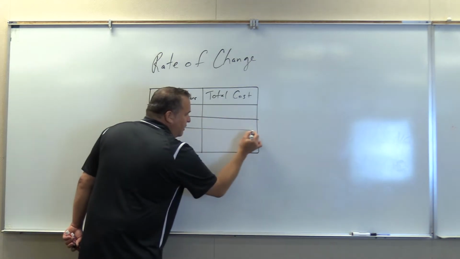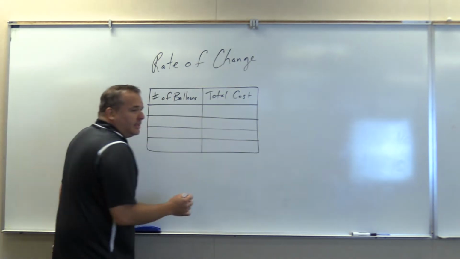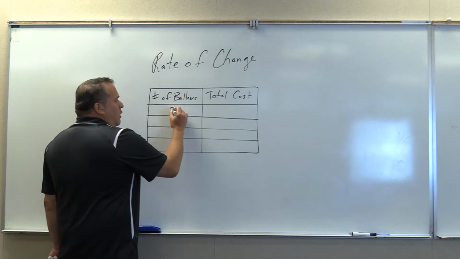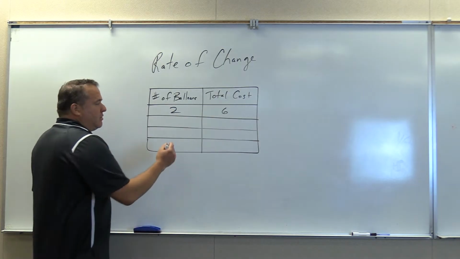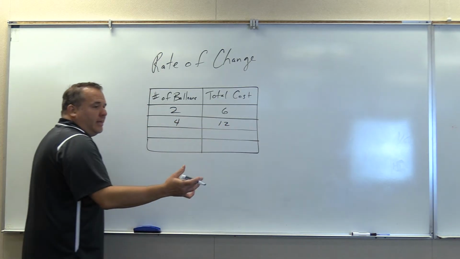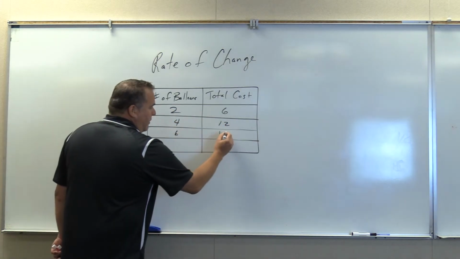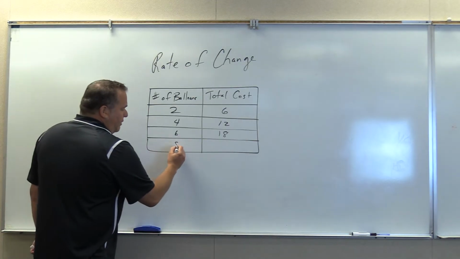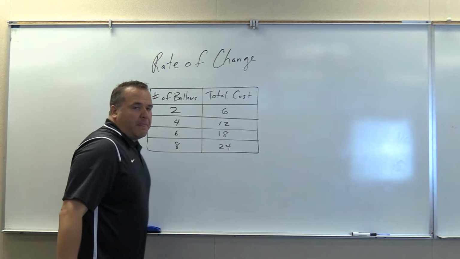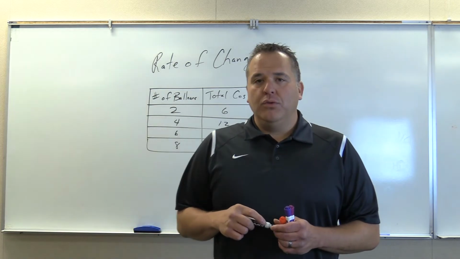Okay? Now, next, I'm going to give you some numbers here. Let's say the first one's going to be 2, 6. Next is going to be 4, 12. Next is going to be 6, 18. And then finally, you're going to have something like 8 and 24. Okay? So if we look at this, all we have to do is this.